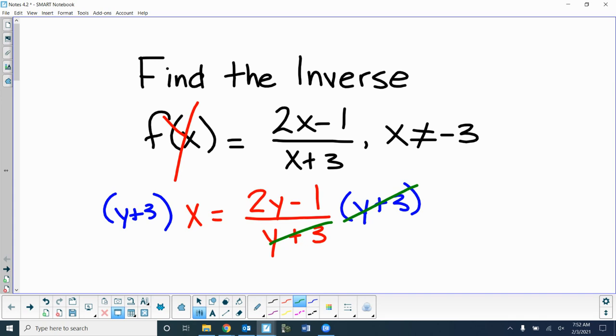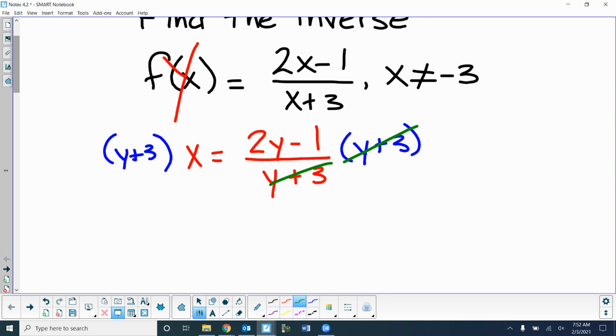So I've got this. Let's go back to red now. If I distribute, I've got xy plus 3x equals 2y minus 1. You guys okay with that? All I did is get that y plus 3 out of the denominator. Remember, a fraction is a division problem, so I could do multiplication, right? Then I distributed that x times the y plus 3.